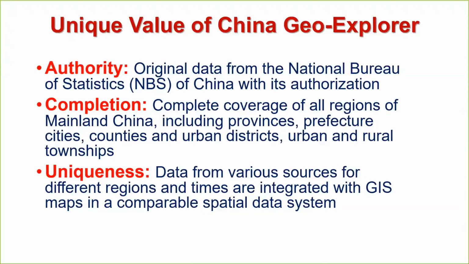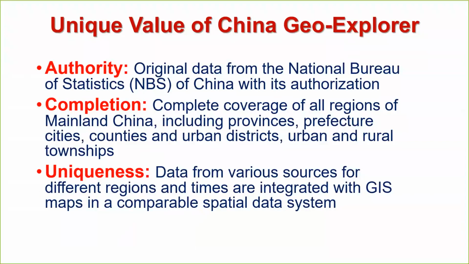Because for China, the census data and the statistics data, all the data from the National Bureau of Statistics, don't have spatial location and spatial information. That's different from the U.S. census data. With the U.S. census data, you will come up with the TIGER GIS shapefiles. But for Chinese data, there's no spatial location, there's no map. So we provide a map and integrate all those data with the GIS maps.